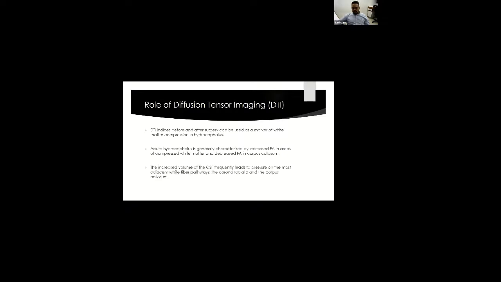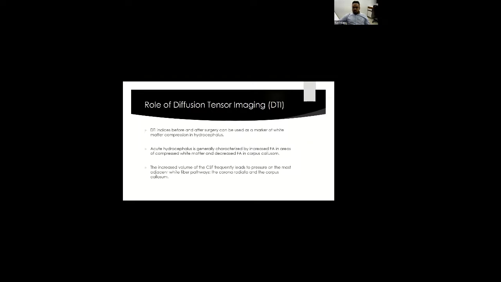So I would want to talk about the role of DTI, which is diffusion tensor imaging. DTI indices before and after surgery can be used as a marker of white matter compression in hydrocephalus. DTI basically is about the compression of the white matter in cases of hydrocephalus. And acute hydrocephalus is generally characterized by increased fractional anisotropy in areas of compressed white matter and decreased fractional anisotropy in corpus callosum. I'm going to show that in the subsequent slides.